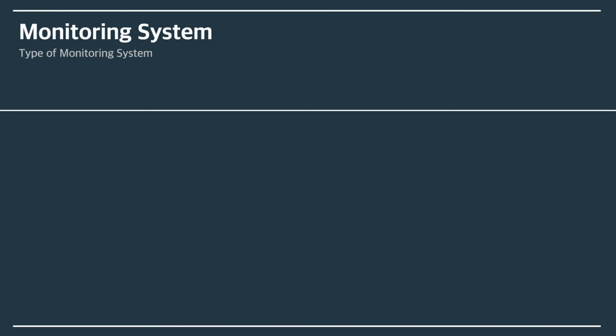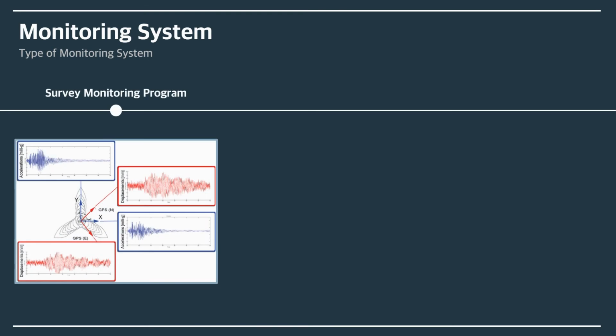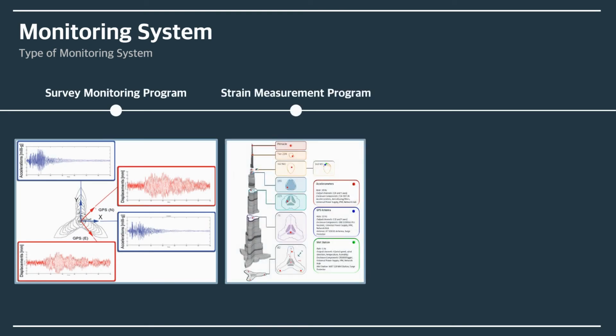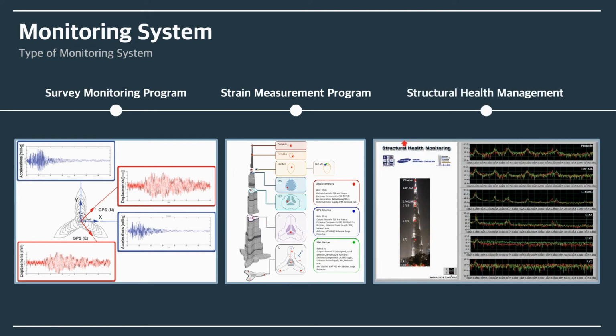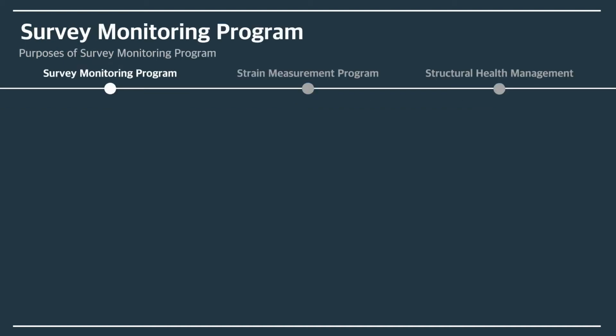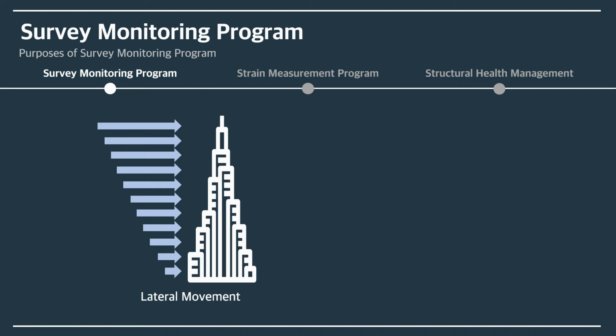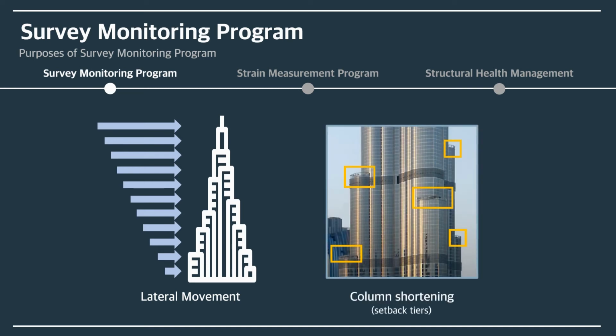The kinds of monitoring systems designed to achieve this objective are SMP, Survey Monitoring Program, SMP, Strain Measurement Program, and SHM. Let's look at each on the next slides. First, the Survey Monitoring Program is a monitoring program that prevents problems that occur during construction. SMP was used in Burj Khalifa for surveys of the tower's material movement during construction, and column and wall shortening surveys.